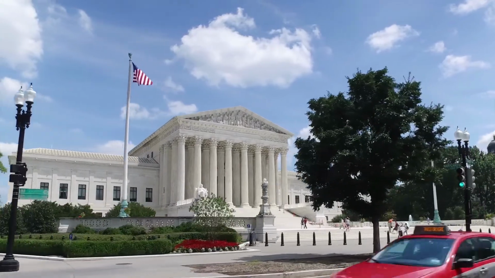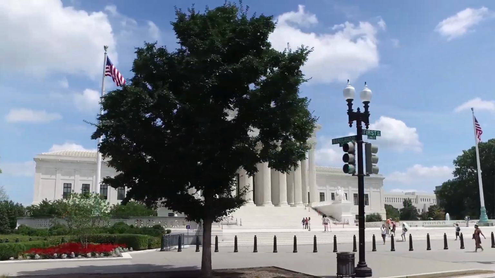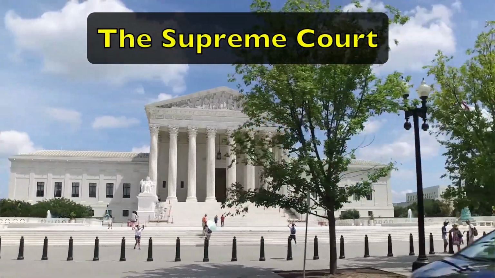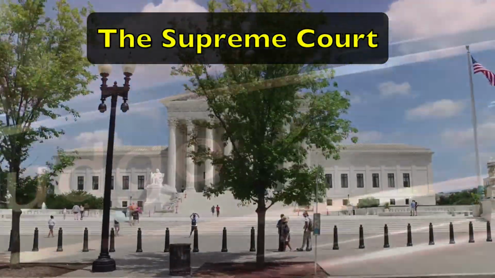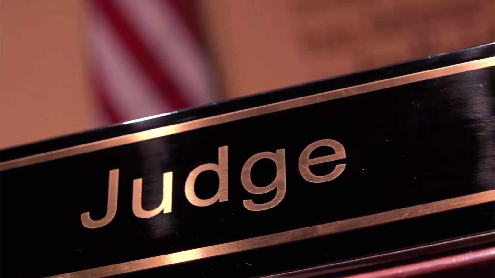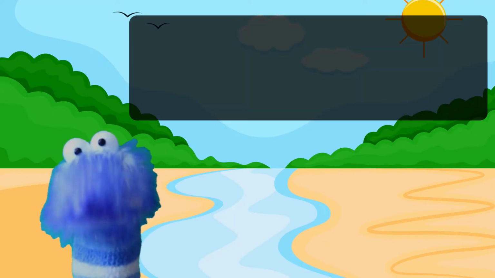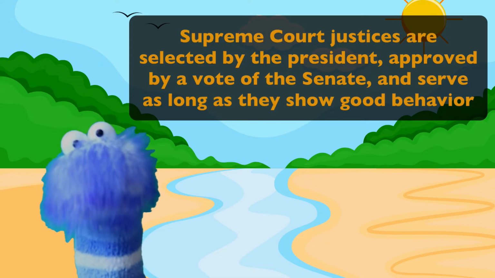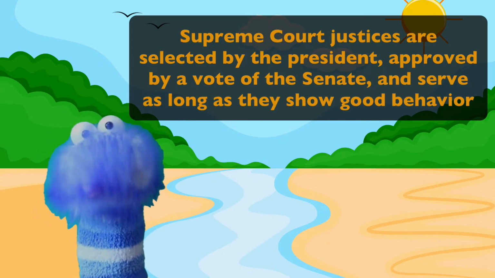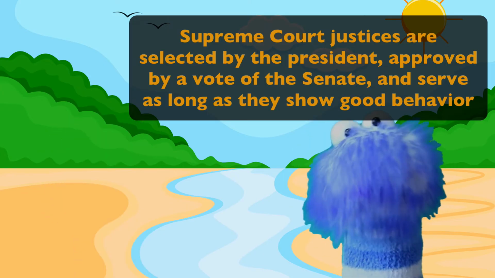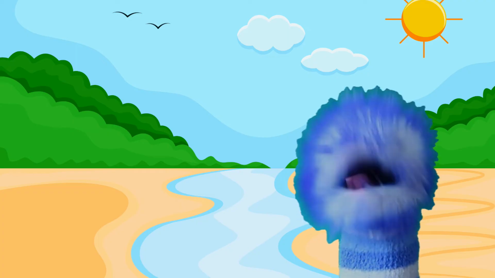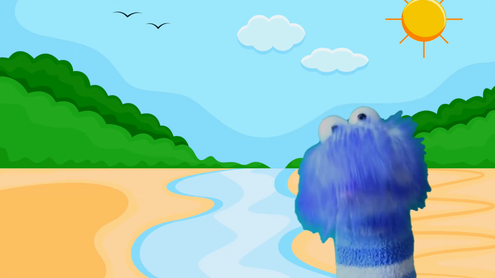And the highest court, the most important in the United States of America, is called the Supreme Court, and it is made up of 9 judges who are called justices. Supreme Court justices are selected by the president, approved by a vote of the Senate, and serve as long as they show good behavior. This usually is for life unless they decide to retire.